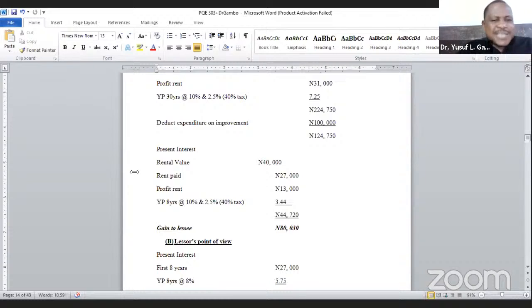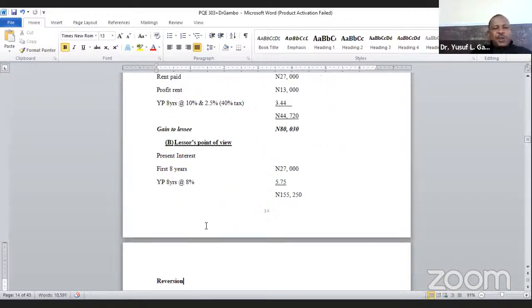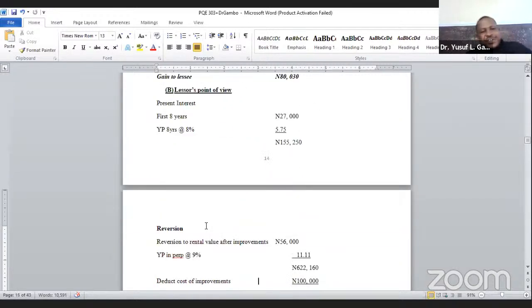Let's go to the gain to the lessor, that is the landlord's point of view. So take my screen up.